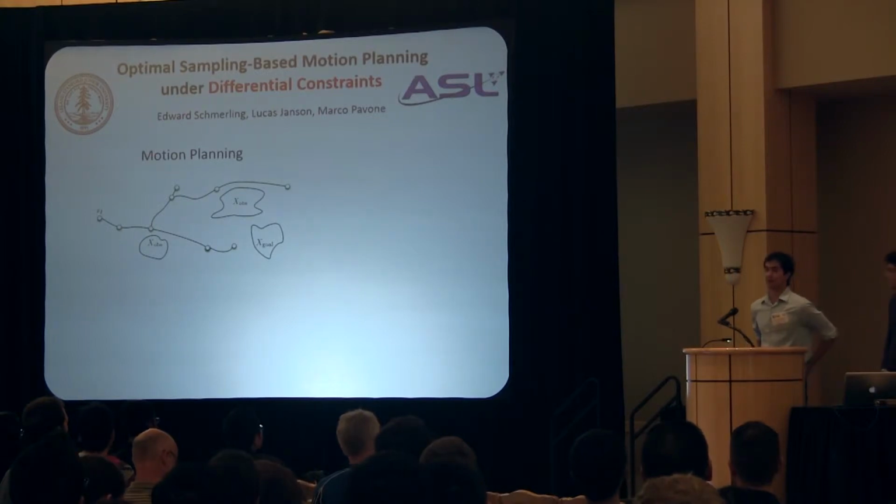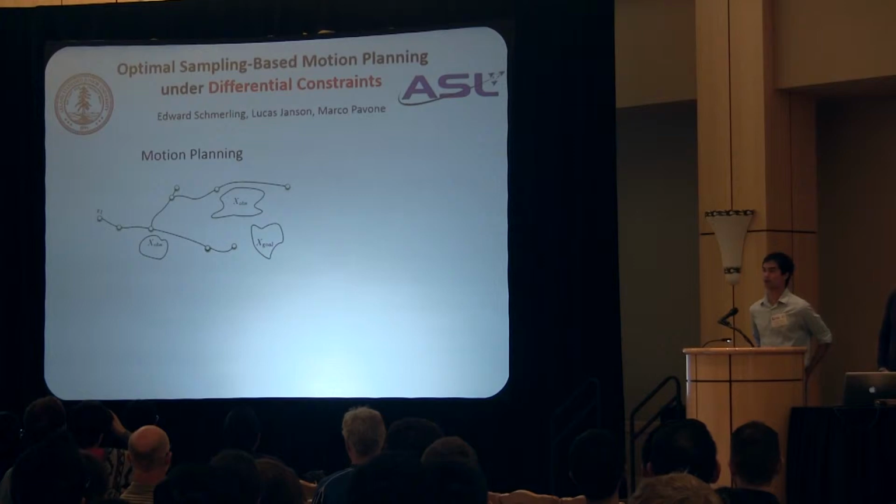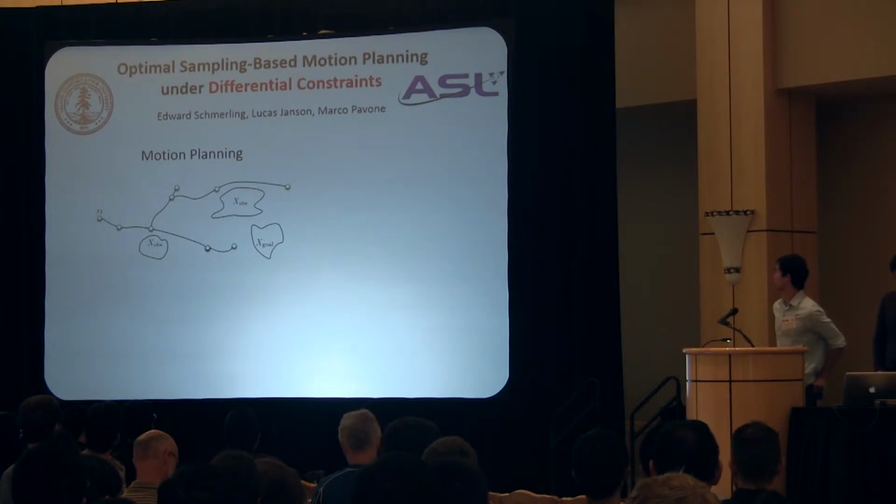Hi, I'm Ed Schmerling, and I work with Professor Pavone and friends in the Stanford Autonomous Systems Lab, and I work on the problem of motion planning, which loosely speaking is getting from point A to point B in a configuration space while avoiding obstacles and obeying some differential constraints.